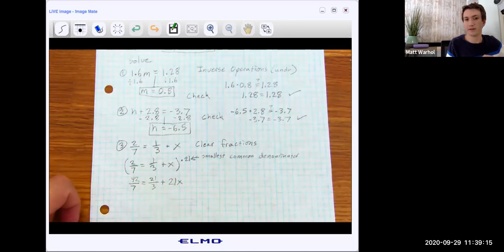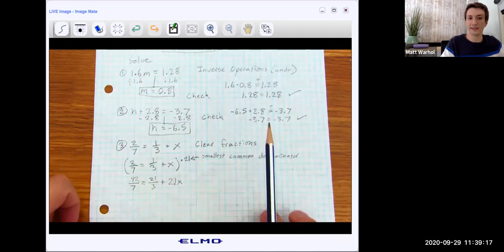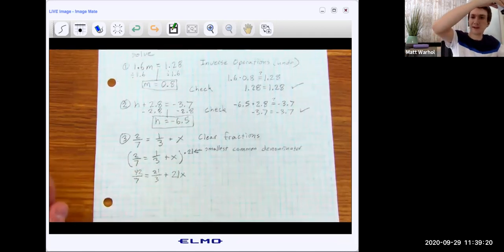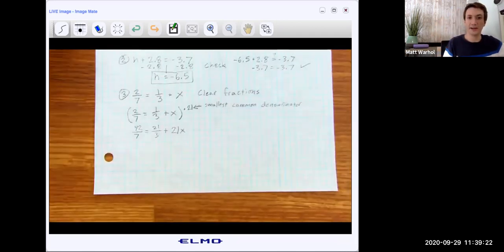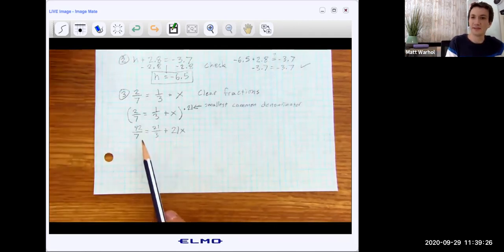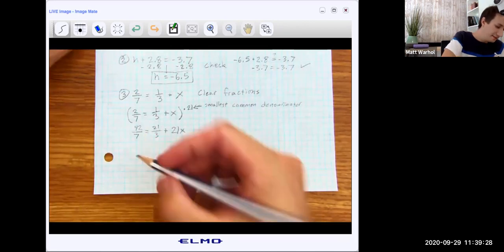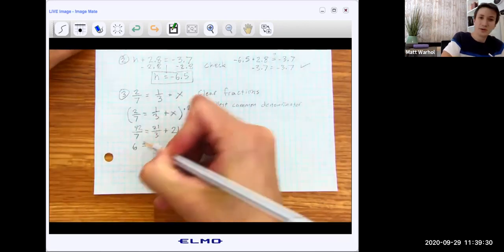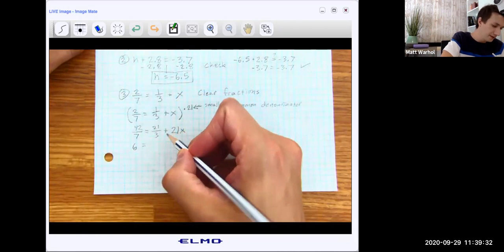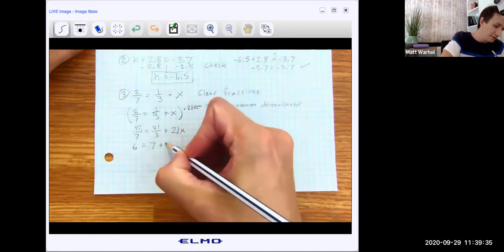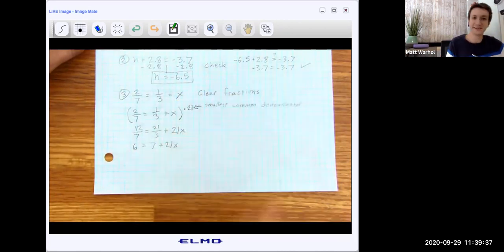All right. So let me go ahead and simplify this now. If I did it right, all my fractions will go away. They'll disappear. They'll be cleared. What's 42 divided by 7? 6. What's 21 divided by 3? 7. And I bring down my 21x. Look at that, fractions are gone.